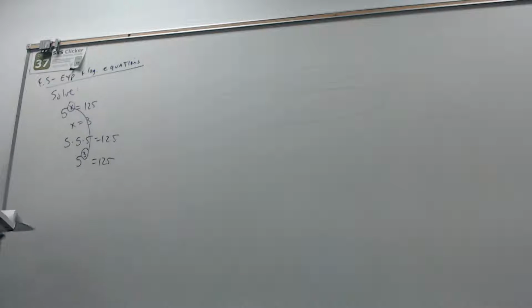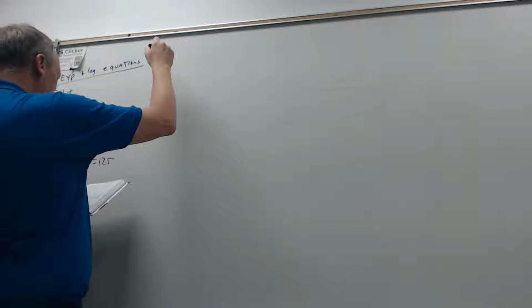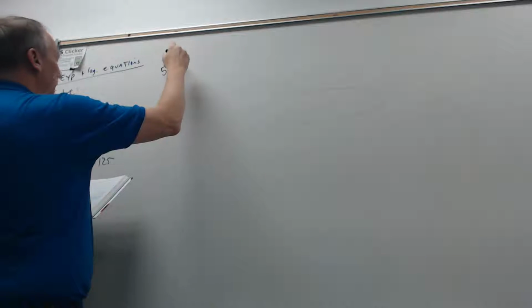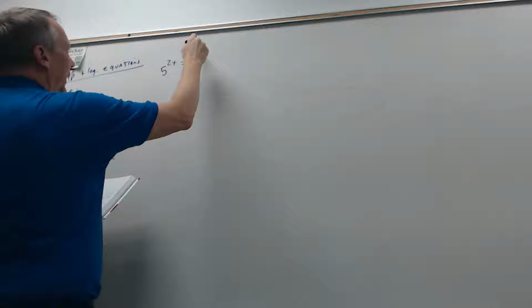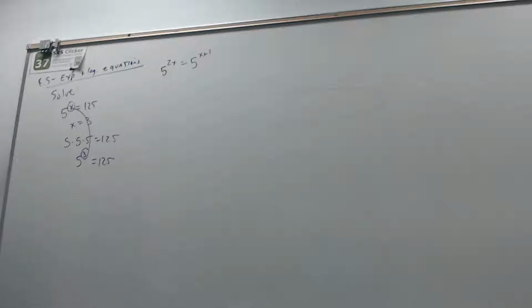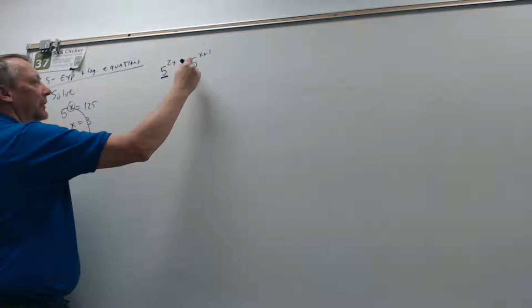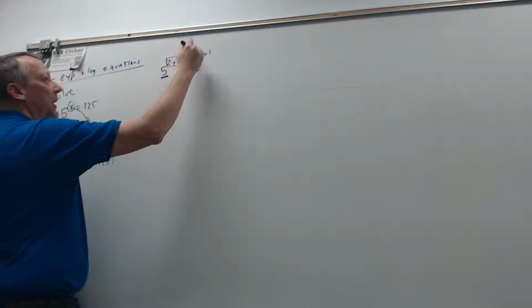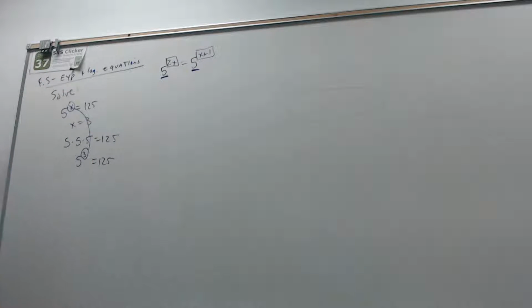What if I said 5 to the 2x equals 5 to the x plus 1? How would you solve that? Would we transition it into a log-based equation? Well, since these are the same base, that's really nice, isn't it? That would just mean that this exponent would have to equal that exponent. That would be really easy to solve, right?